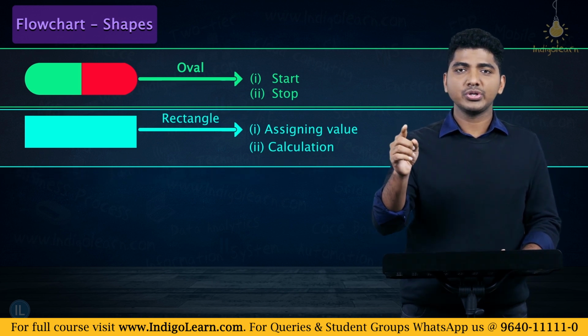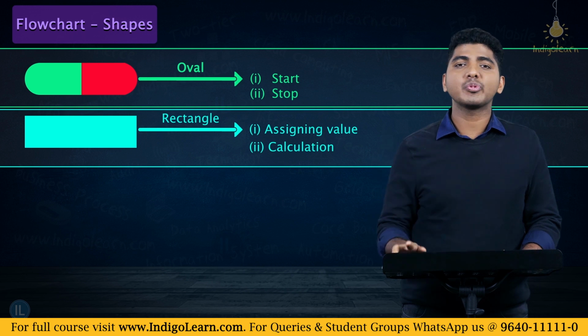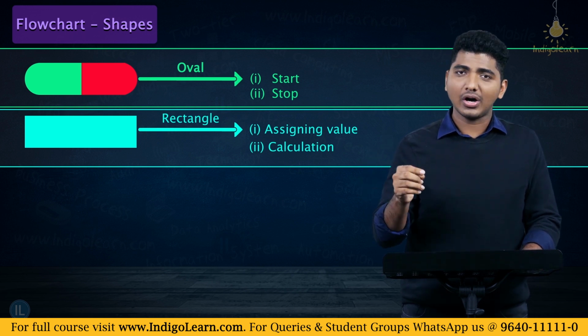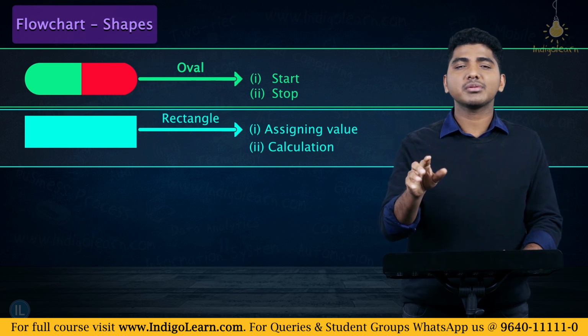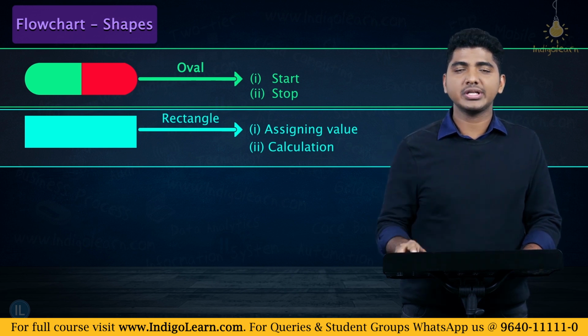So we discussed when you use the oval shape, that is in the start and stop of a process, and when you use the rectangular shape, that is either to assign a value or to do a mathematical function or a computation.